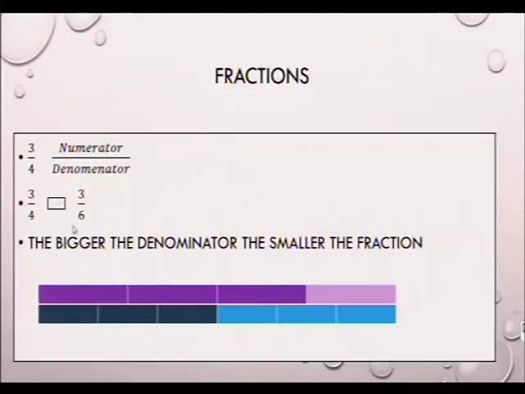If we have to compare fractions that have the same numerator but different denominators, how do I do that? Let's look at the example here.